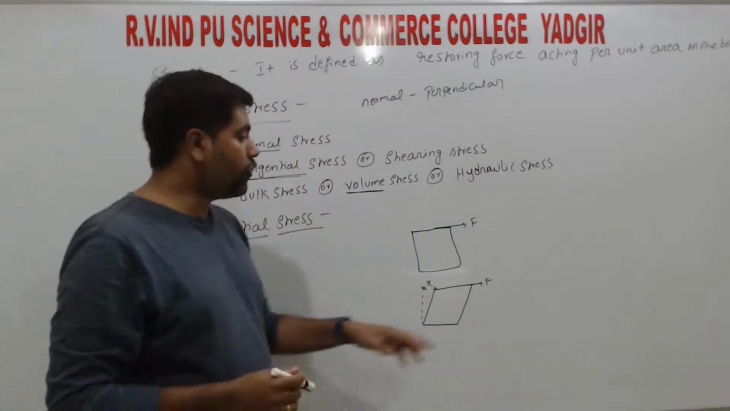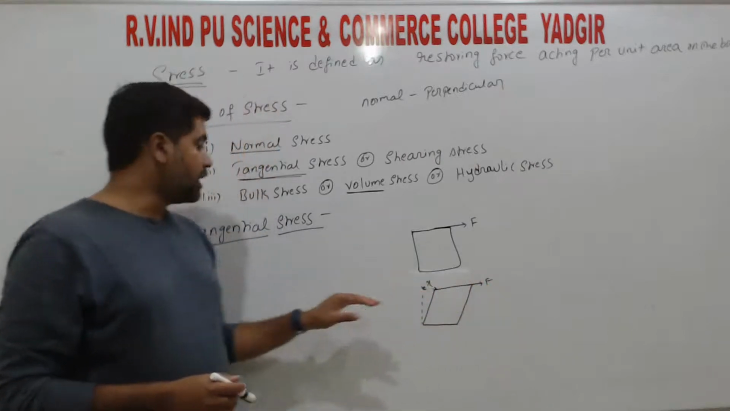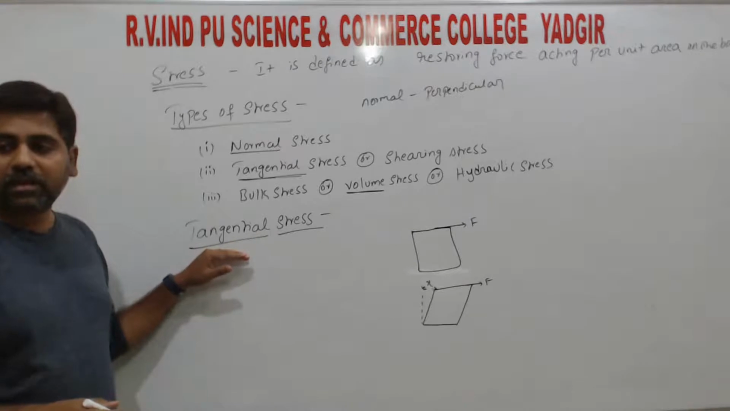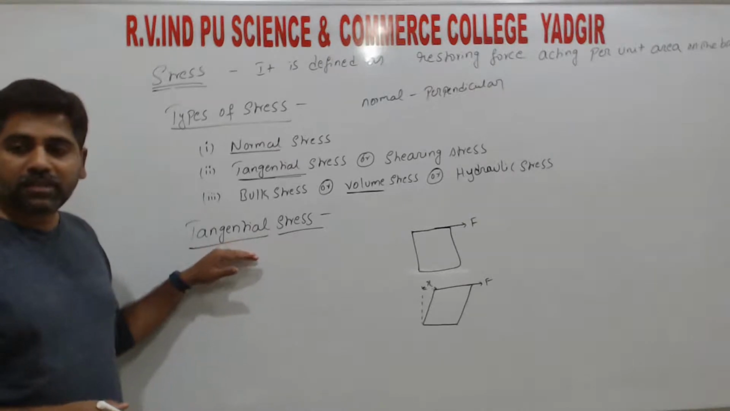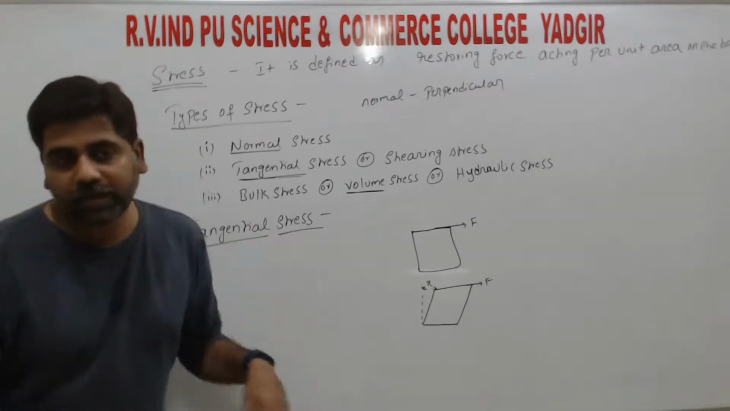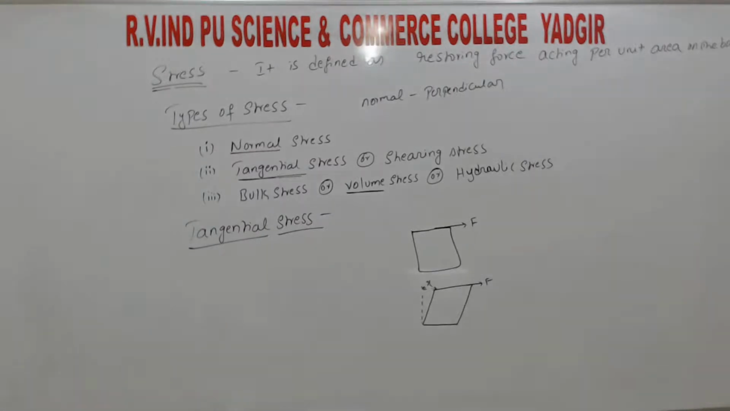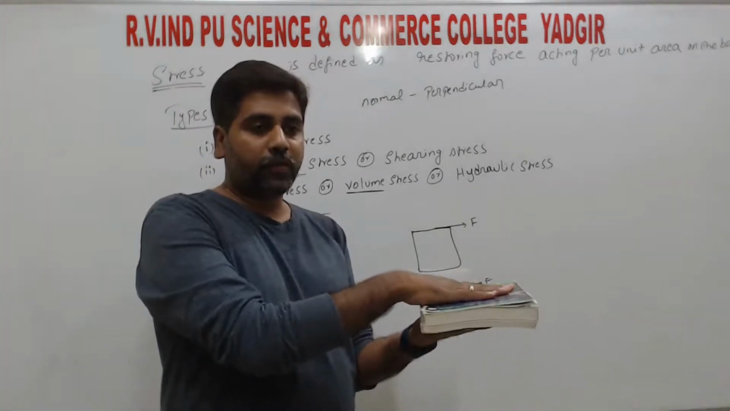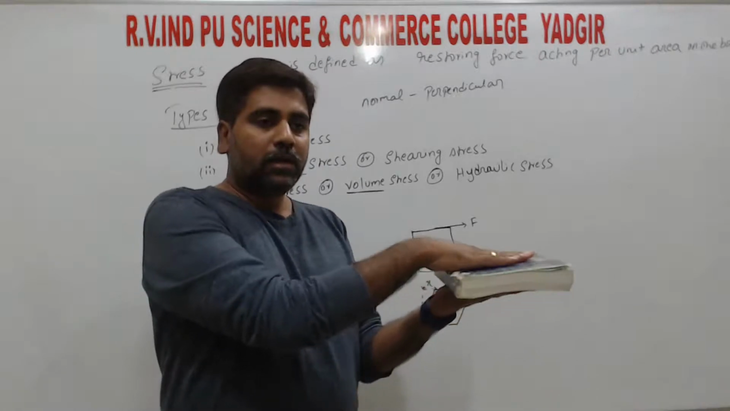So this type of stress we call tangential stress, right? So what do we call this kind of stress? Tangential stress, right? We can observe this all around us, for example in books, right? So one book is there, right? Onto the surface of this book I am applying the tangential stress.